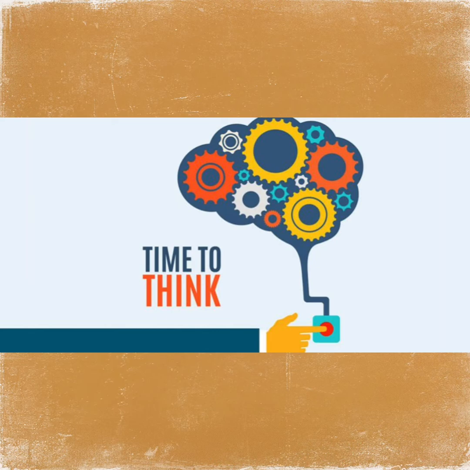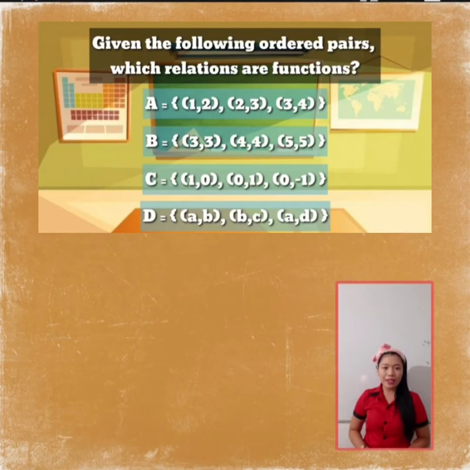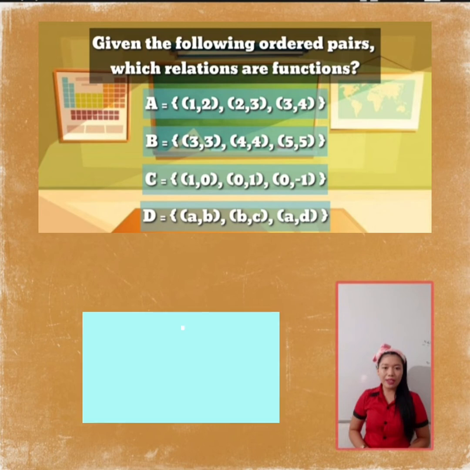Let's try some examples. You will be given 10 seconds to answer. Are you ready? Let's begin. Given the following ordered pairs, which relations are functions?